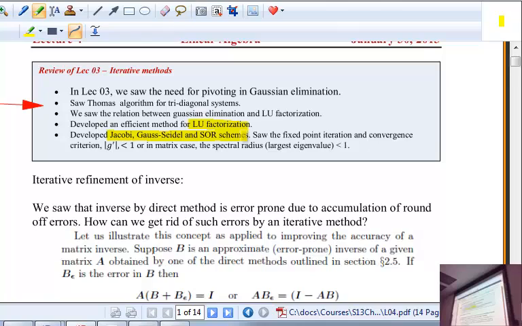And the key idea that we learned there is this notion of a fixed point iteration, and the convergence for any fixed point iteration is that the derivative of the function must be less than 1 in the case of a scalar equation. But in the case of a matrix case, we want the spectral radius, that is the largest eigenvalue, to be less than 1 for the iterative scheme to converge. So we're going to explore a little bit more about linear algebra today.